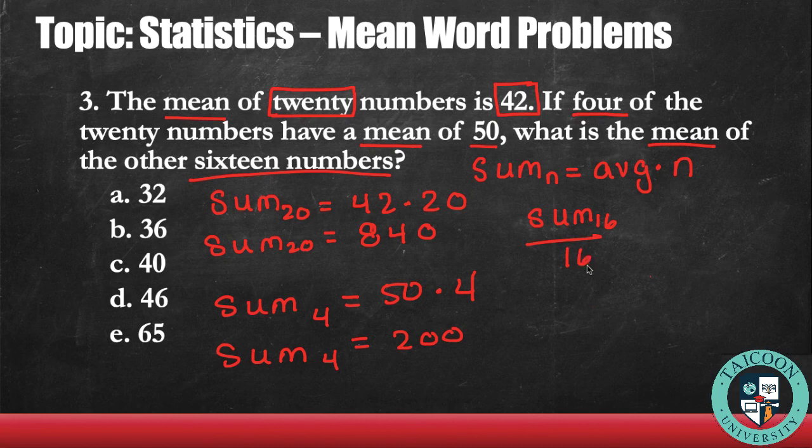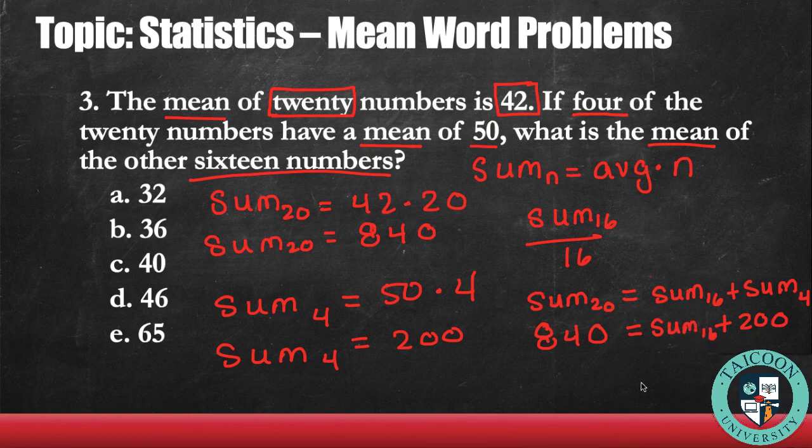Now, I'm sure you're thinking, how are we going to get the sum of those 16 numbers? Well, we have a very simple formula to do that. We know that the sum of all 20 numbers is going to be equal to the sum of the 16 numbers plus the sum of the 4 numbers. As long as we have one equation with one unknown, we can actually solve. The sum of all 20 numbers was 840, and the sum of the 4 numbers was just 200. So I'm sure you're starting to understand how we can find the sum of those 16 numbers.